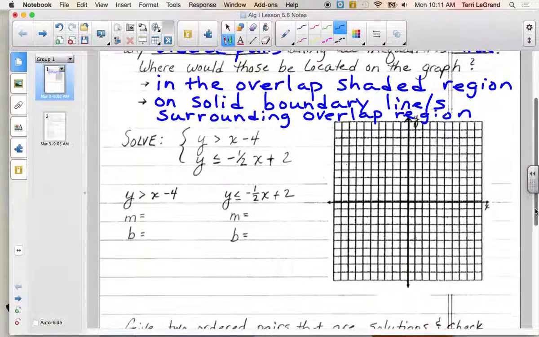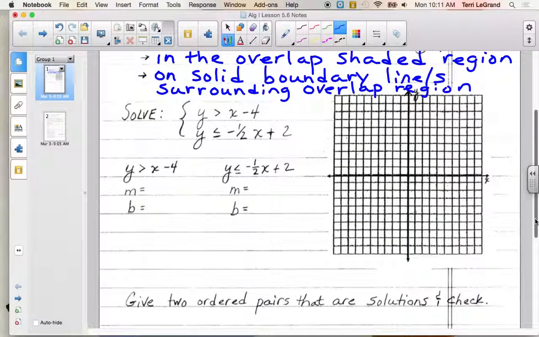Okay? So our first system that we're going to work with today: y is greater than x minus 4, and y is less than or equal to negative 1/2 x plus 2. So we'll graph that, and listen to me really carefully on this part.